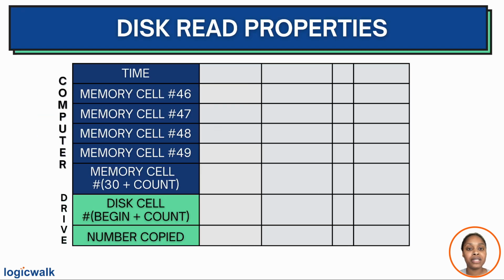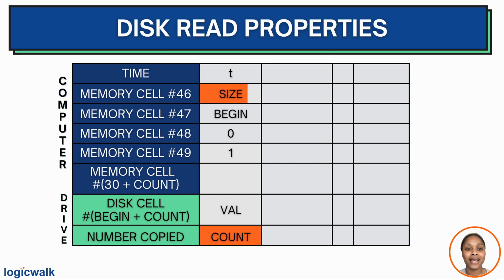At some arbitrary time t, imagine the computer is set up like this. Memory cell 46 holds the total number of values to read, which we'll call size. Memory cell 47 contains the disk starting index, which we'll call begin. Memory cell 48 is in read mode, and memory cell 49 is on, activating the disk. In the hard drive, number copied has some value we'll call count, and disk index number begin plus count has some value which we'll call val.